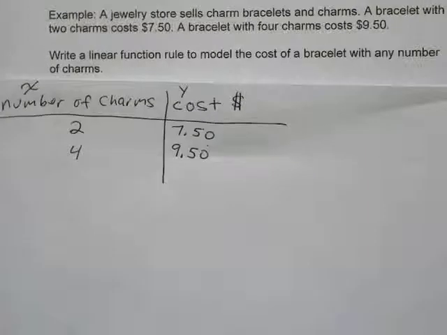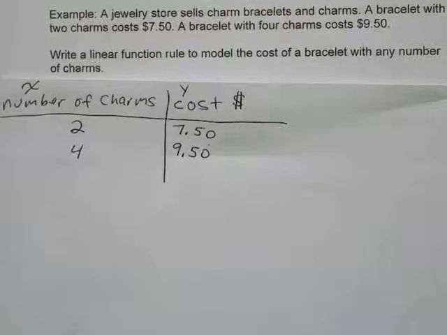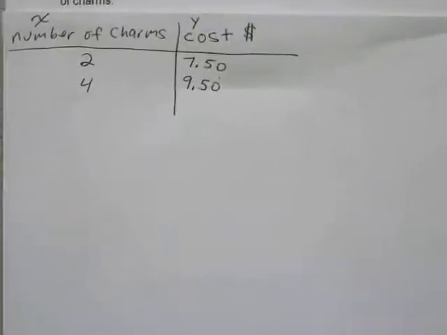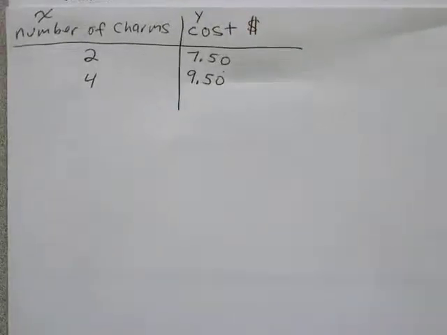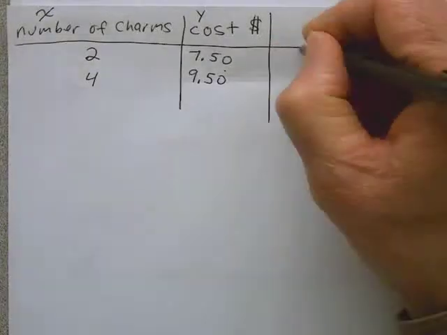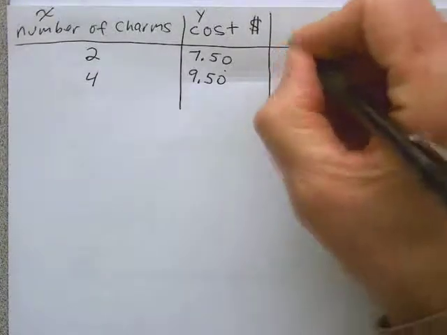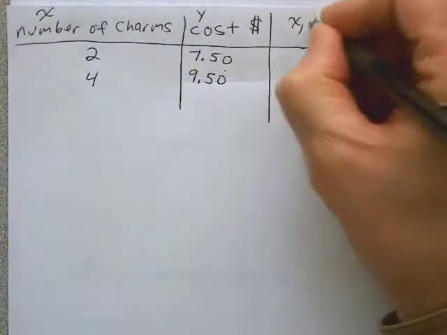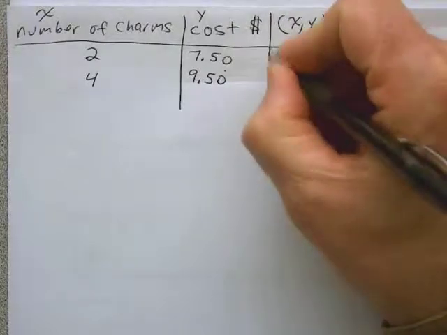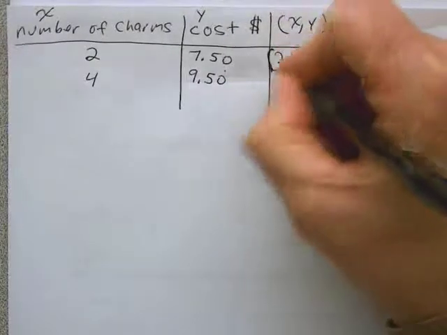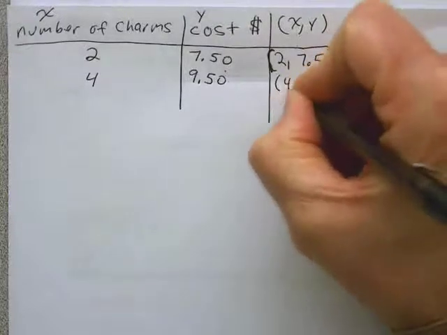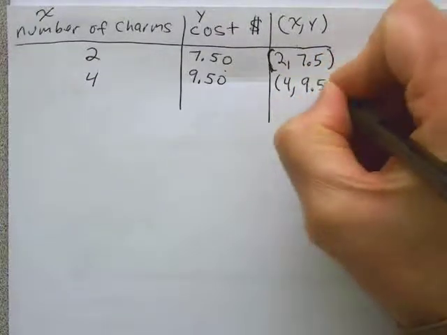And I'm asked to write a linear function. So what I'm going to do is slide all of this up so that I have a lot of room to work. And I'm going to take this data and put them into ordered pairs right here. So I know that my x, y would be this. This would be (2, 7.5). And this, of course, would be (4, 9.5).